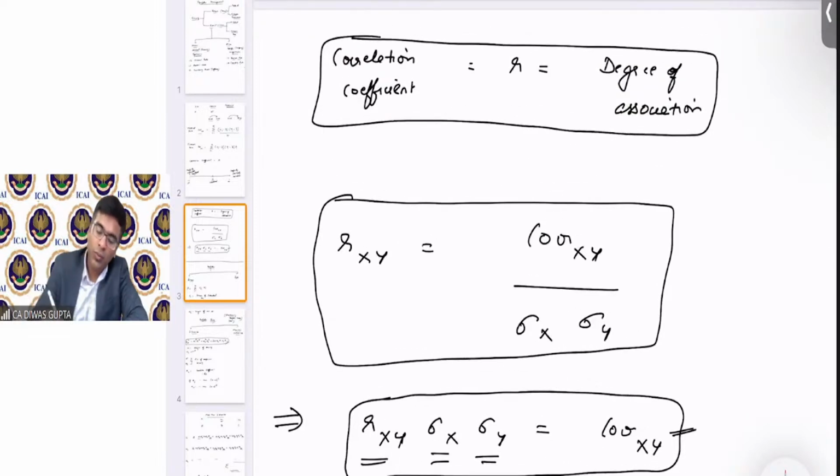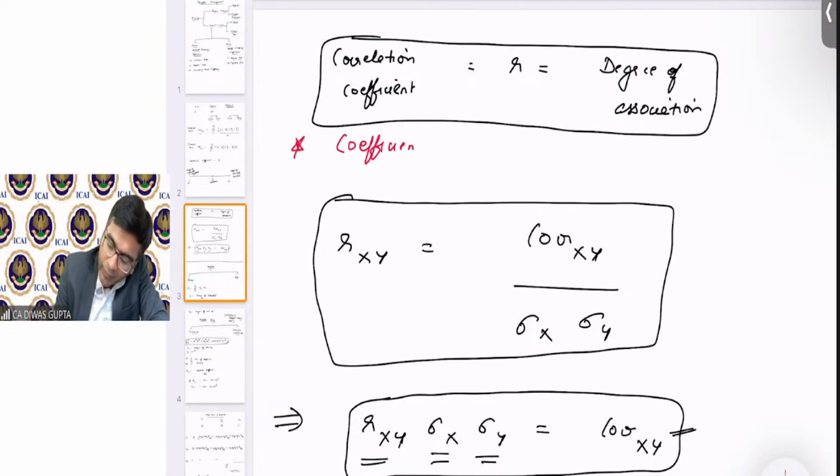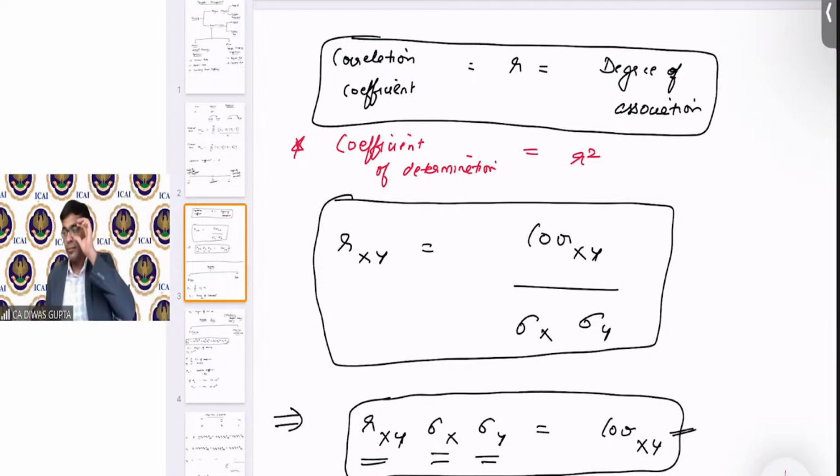Here we also discussed coefficient of determination, which was actually r square. Okay, students, coefficient of determination was r square, correct? That's what we discussed in one of the questions.